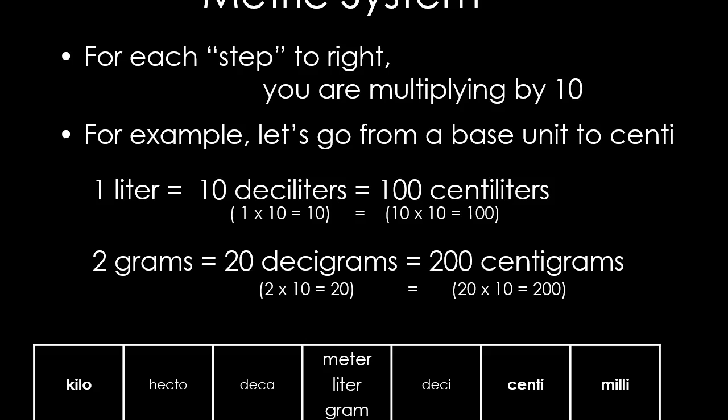All right, so for each step to the right, you're multiplying by 10. If I look down here and I start at decameters, and I want to know how many meters is 5 decameters, I'm just going to move my decimal point to the right one. So 5 would become 50. Easy. So 5 decameters is 50 meters. In my example, I start at 1 liter. I want to go to deciliters and multiply by 10. So 1 times 10 is 10. Awesome.